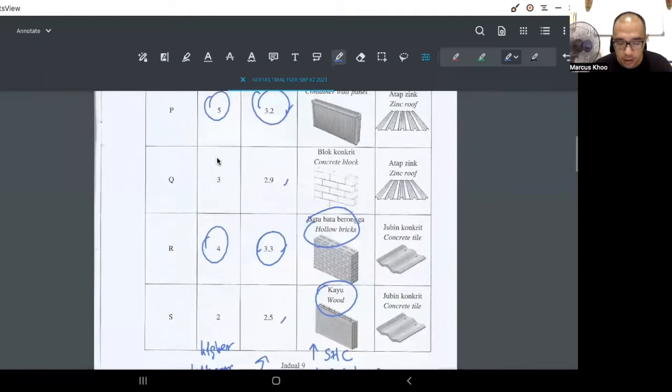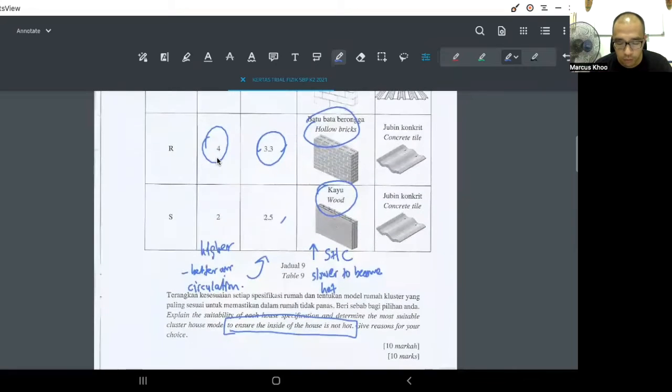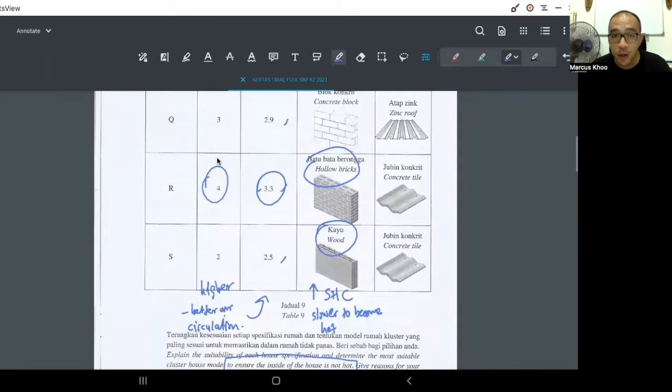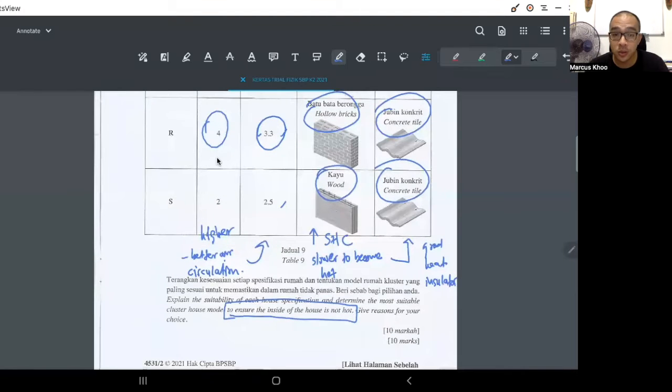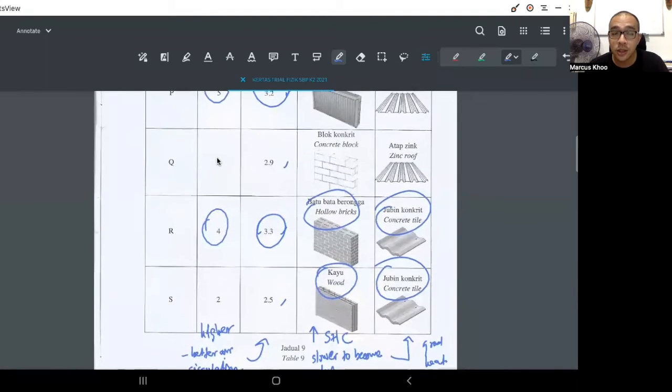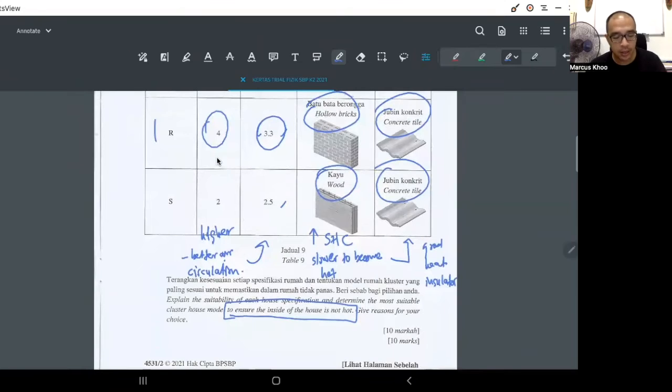the roof, okay, you have two choices, zinc roof or concrete tile. Okay, at this point, you kind of can see where we are going. Okay, we're going to go with the concrete tile for the exact same reason. Okay, high specific heat capacity, low change in temperature. You can also say that concrete is a good heat insulator. Okay, good heat insulator is also a possible answer. Okay, so when you analyze, you see that, okay, R is the best selection. Then you form your answer in the table.